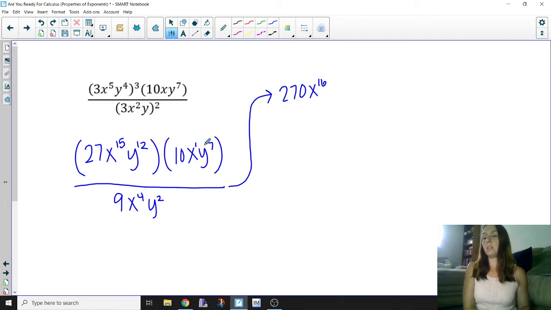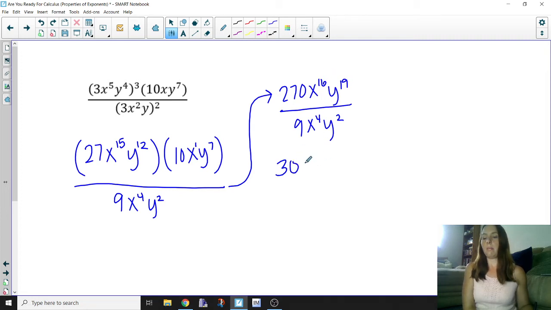Okay, y to the 12th times y to the 7th, we will add those, y to the 19th, right? Mental math. All right, bring along the denominator, 9x to the 4th, y squared. And finally, let's divide this expression, 270x to the 16th, y to the 19th, by 9x to the 4th, y squared. Okay, what's 270 divided by 9? That would be 30, right? 27 divided by 9 is 3, so this would be 30.